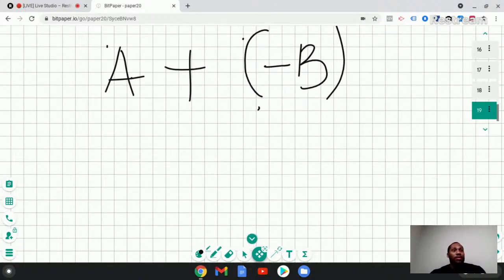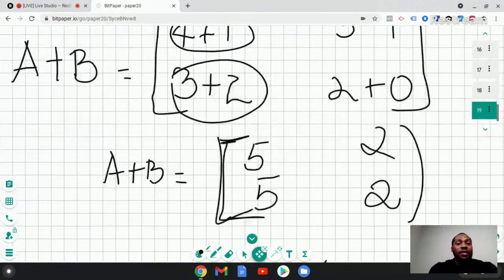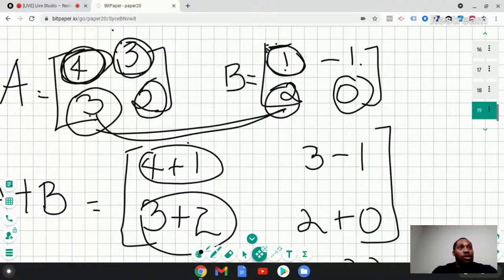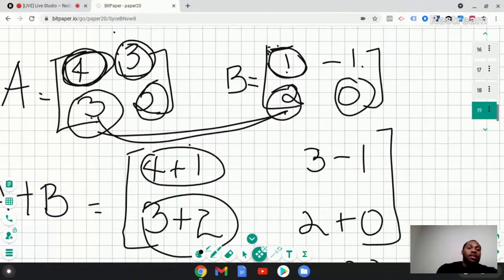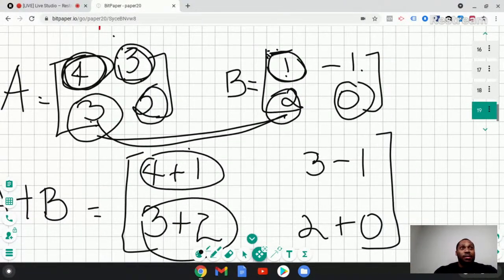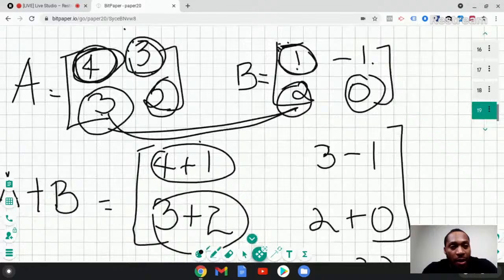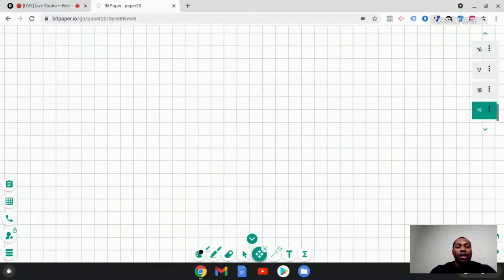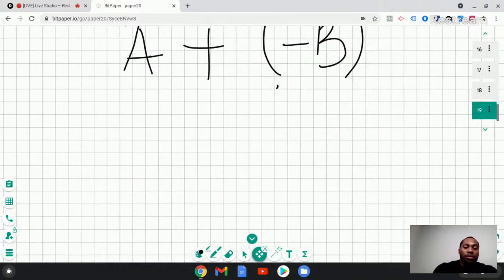But the other way to think of it is, I know A, I'm just going to take away B. Whatever I had for A, 4 minus 1. Whatever I had for A, 3 minus -1, that would give you 3 plus 1. So we can think of it 2 ways. I have 4, 3, 3, 2.